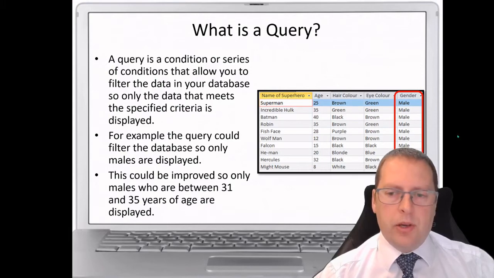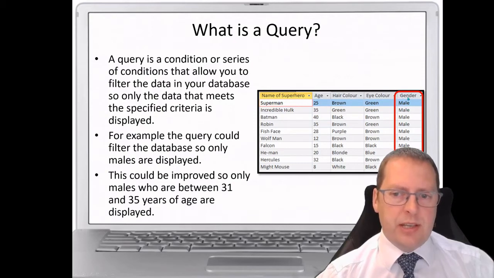So looking at a query, I've already said that a query is a question. It's looking at conditions of the database and showing all the answers that meet those conditions. So the example I've got here on the screen is looking for all the superheroes that are male as their gender. So we could query that. We can ask the question to the database and the results will come out of all the males.